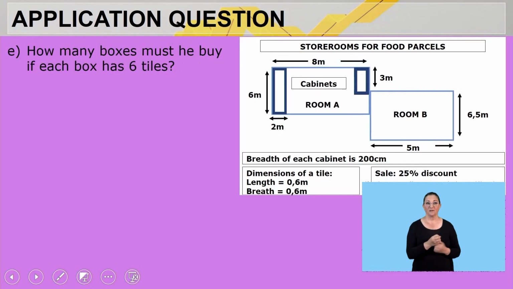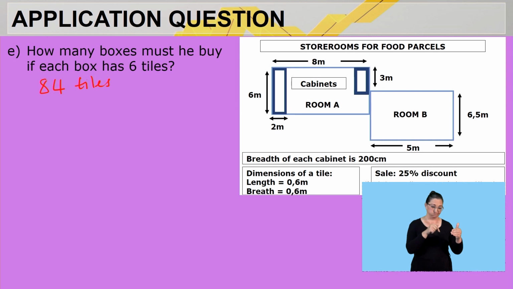Guys, time for one last question. Let us look at our last question. It says, how many boxes must he buy if each box has 6 tiles? Remember we said, how many tiles do we need in total? 84 tiles. If each box has 6 tiles, I take my 84 tiles, the total that I need, divided by 6 tiles per box. So what will we get?